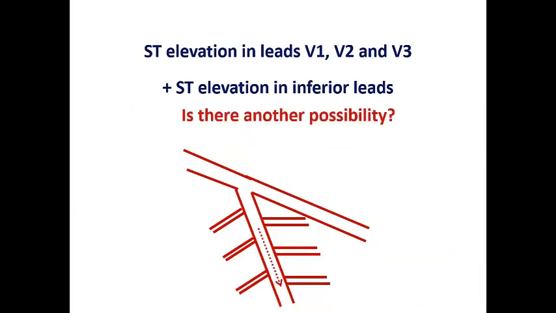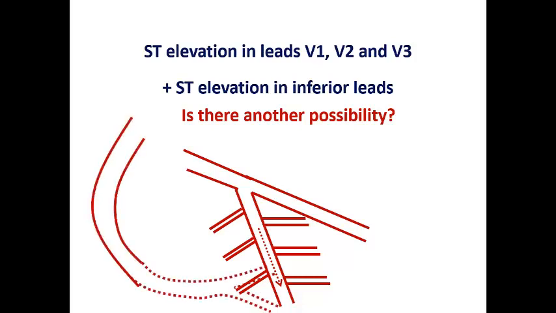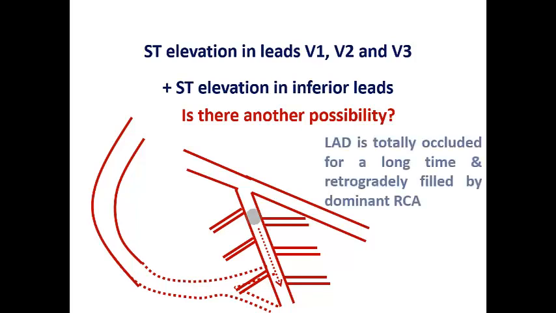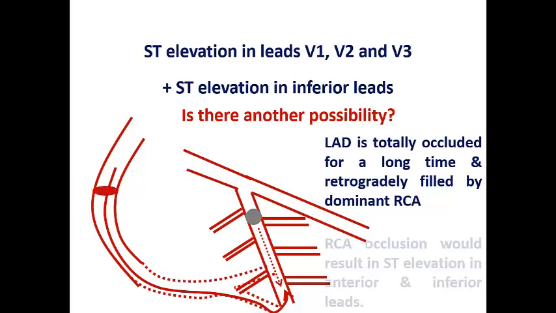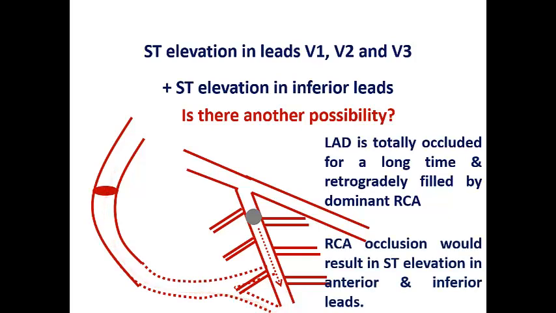Is there another possibility? Yes, of course, there is another. Sometimes here the patient has a right coronary artery which is large and dominant, but here the LAD was totally occluded for a long time, that we call chronic total occlusion or CTO, and is retrogradely supplied by the dominant RCA. So when the patient develops acute occlusion of the right coronary, this would result in ST elevation in both anterior leads and inferior leads. So there is ischemia at the anterior wall and the inferior wall territories.